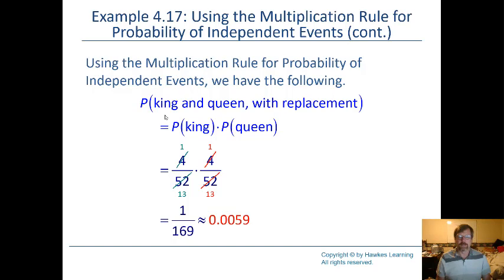So a 4 in 52 chance of getting a king and a 4 in 52 chance of getting a queen. So there's a queen. Replace it. Shuffle. You can see they've done the math there. 4 in 52 is 1 in 13.